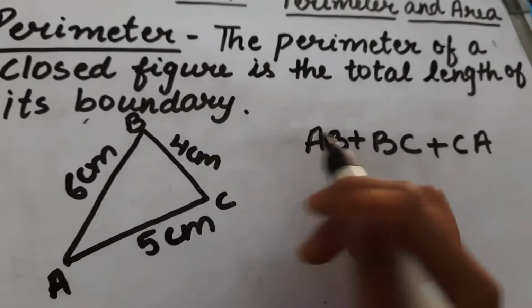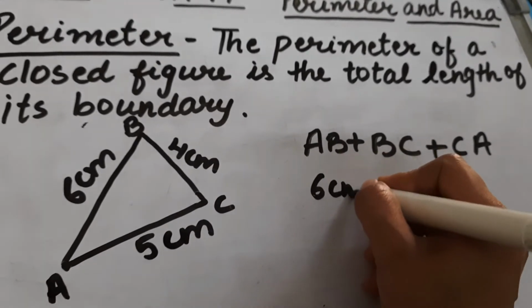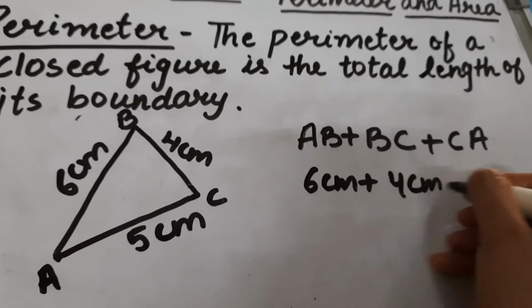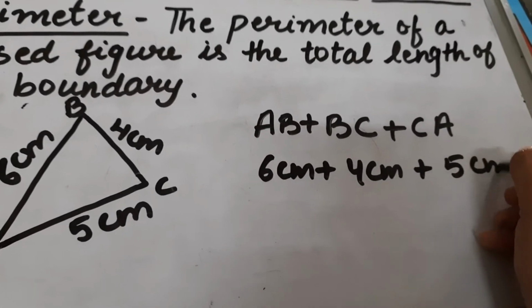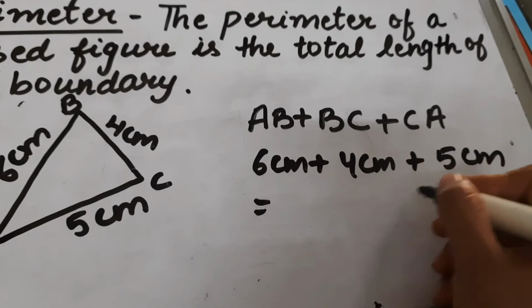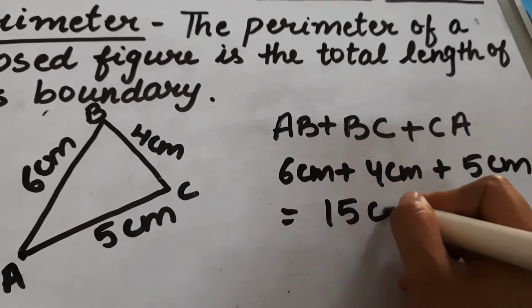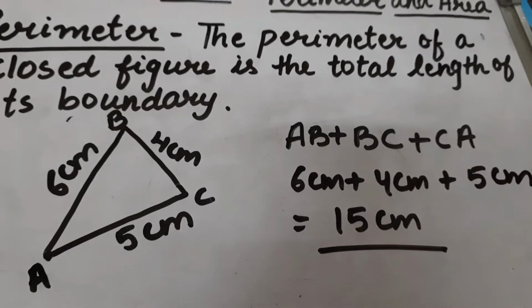Okay, so perimeter of this figure will be 6 centimeters plus 4 centimeters plus 5 centimeters, which is 6 plus 4 is 10 and 10 plus 5 is 15. So perimeter will be 15 centimeters.